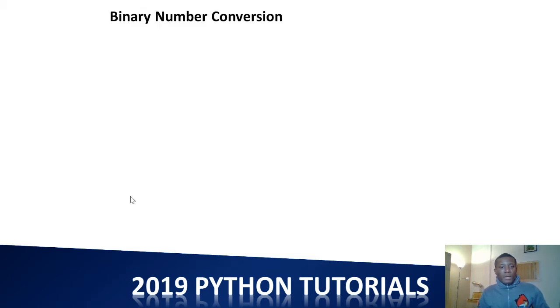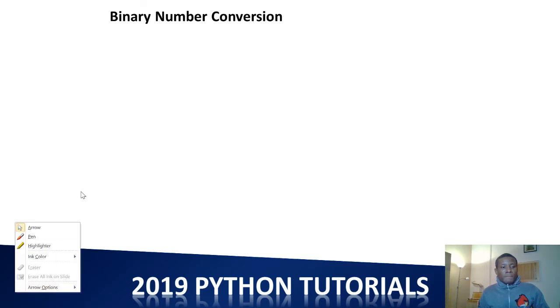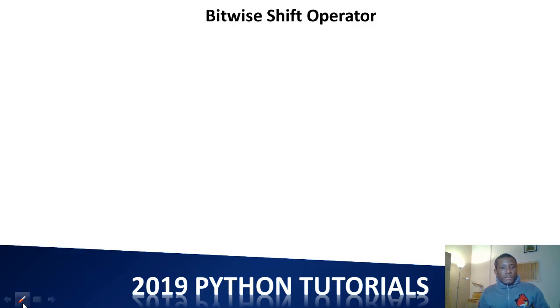So I'm going to now move to the next one, and that is binary conversion. Binary conversion means you need to convert from binary to decimal, or from decimal to binary.